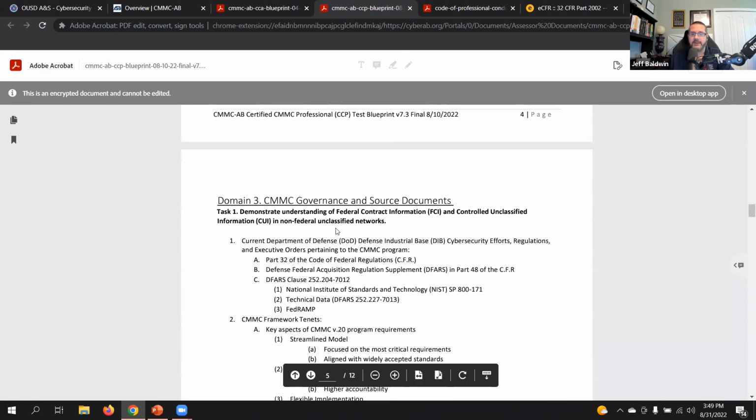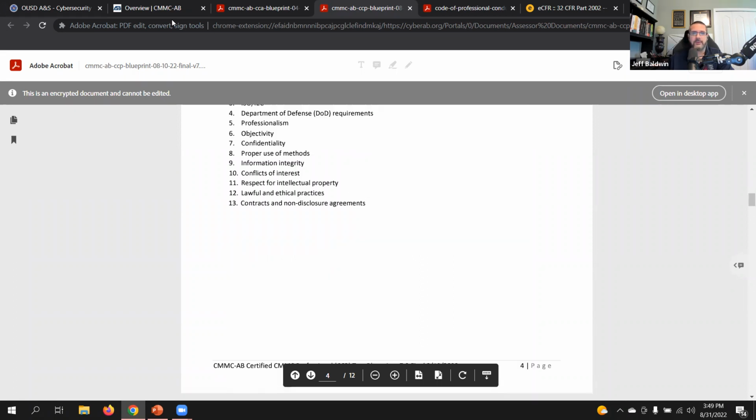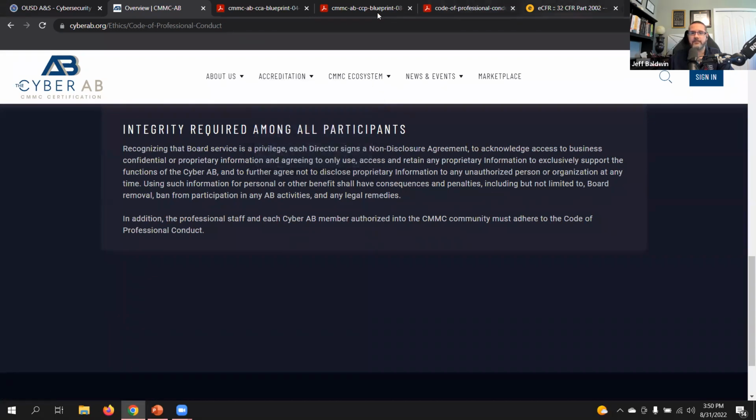So task 1 is understand. I missed that for level 2. So let's go back real quick. Task 1, identify and apply the knowledge of the COPC, ISO, ICD, DoD standards. So the ISO stuff is on here. If you want to know about the ISO, you could go to the IAB. They have a couple things here for ISO, IAC that you could study up on.